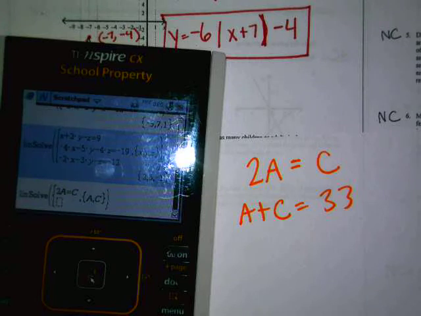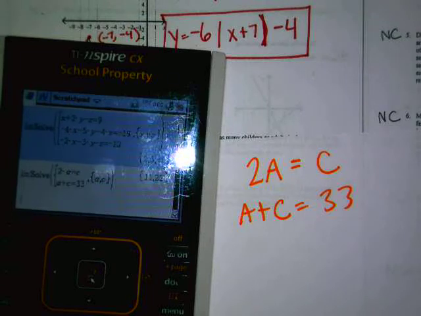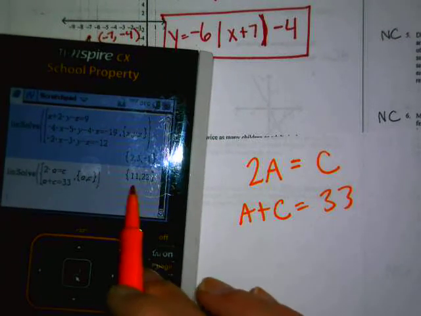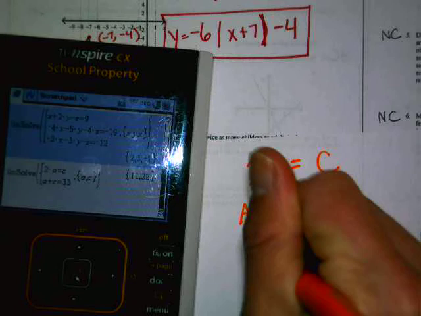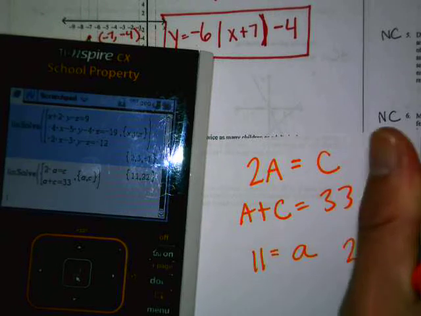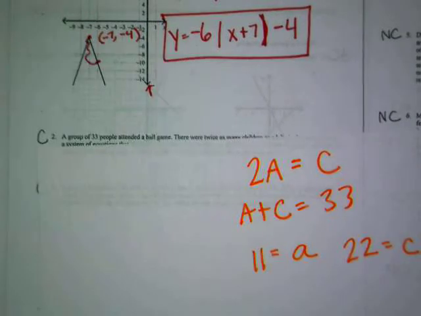All right, so 2A equals C. A plus C equals 33. Hit enter, and so my points are 11 and 22, which means I have 11 adults and 22 kids. So that is number 2.